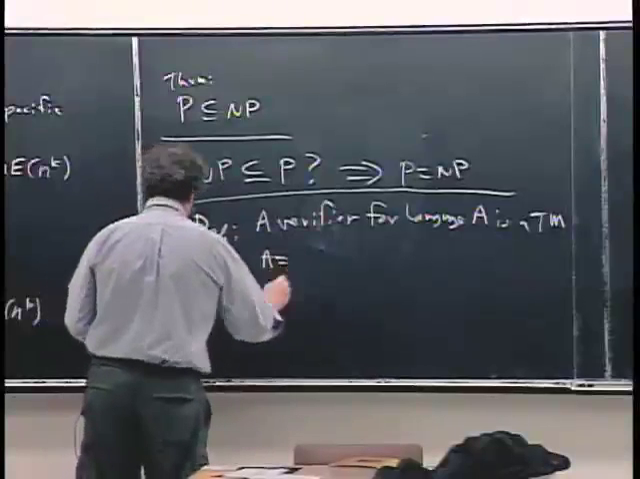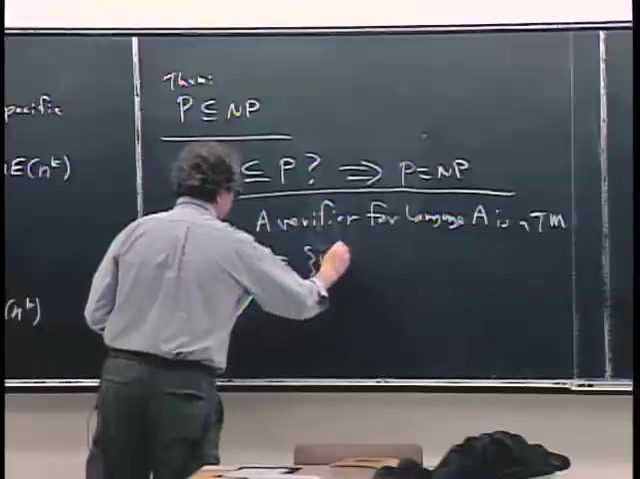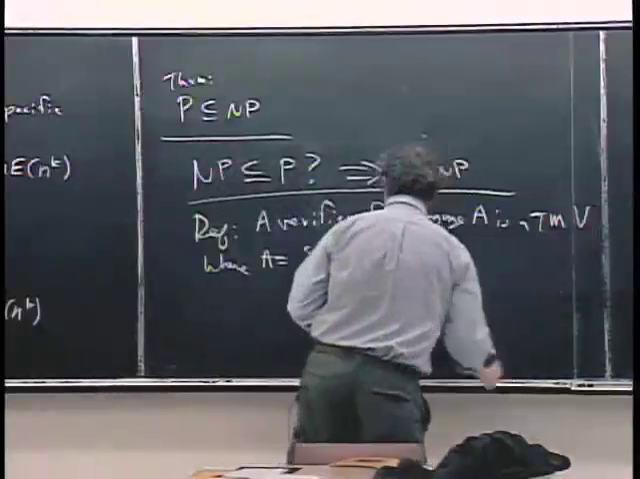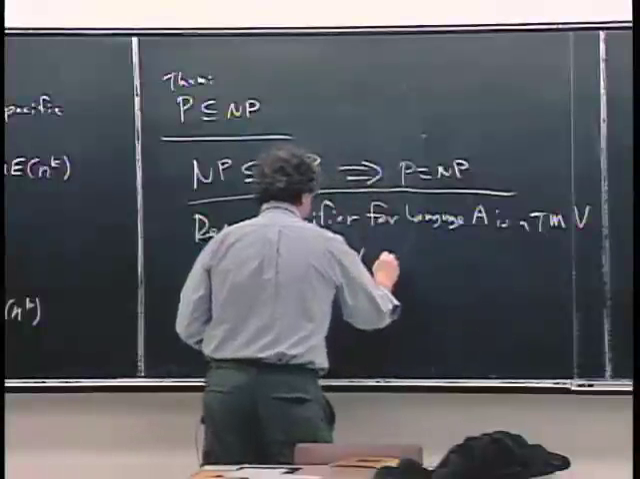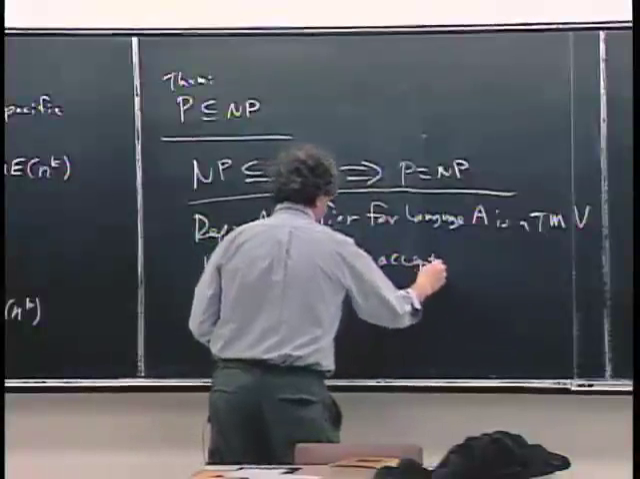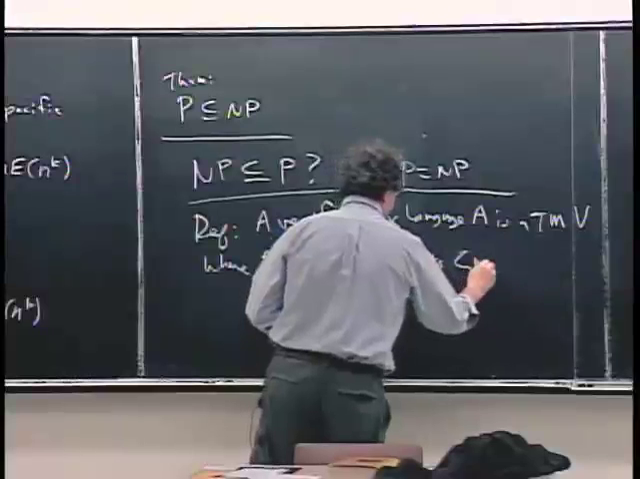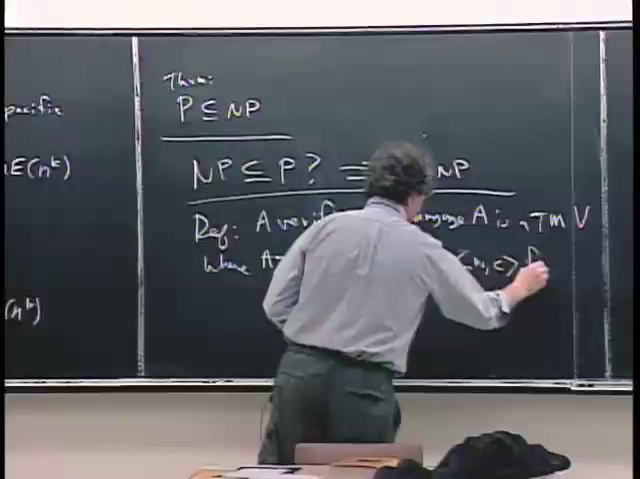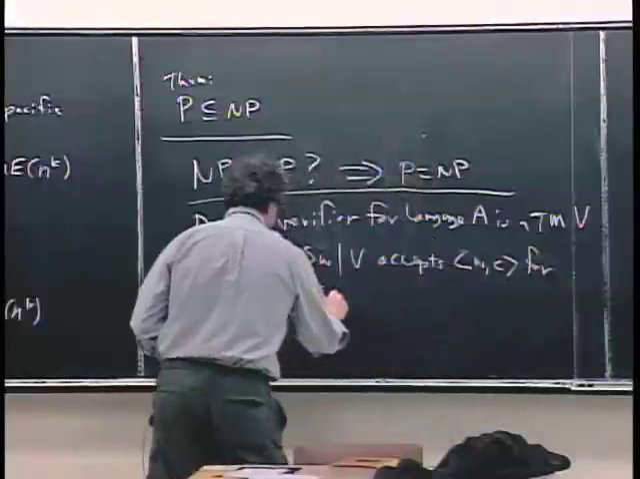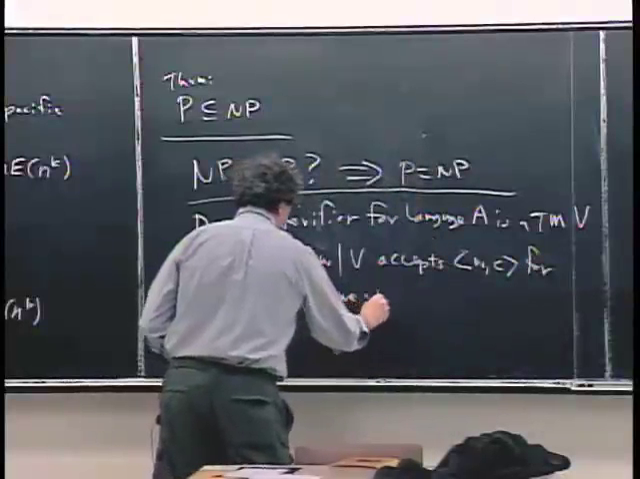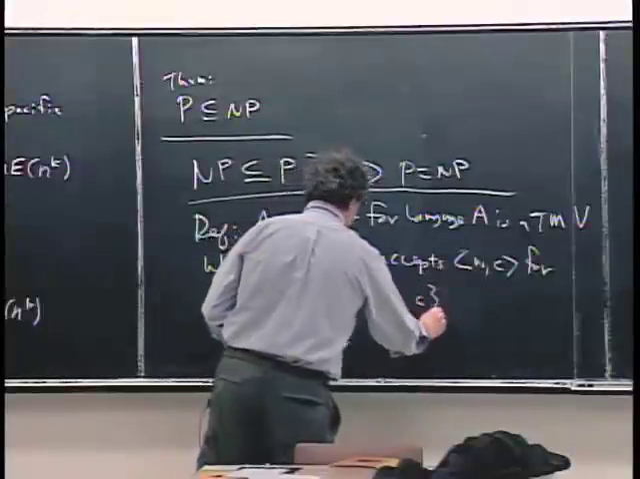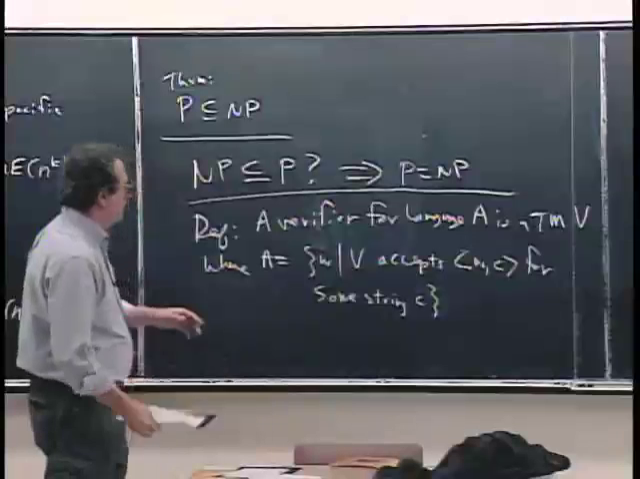Where A equals the set of W such that, for a Turing machine, they call it V, V accepts WC for some string C. Okay, so what is this saying?